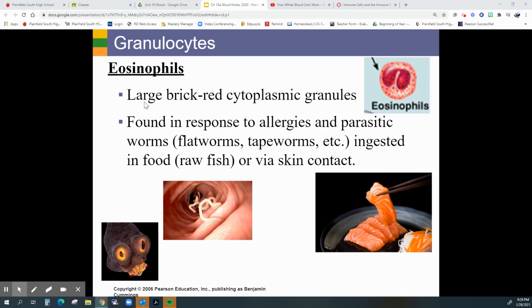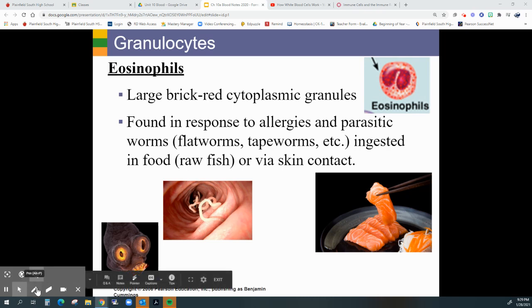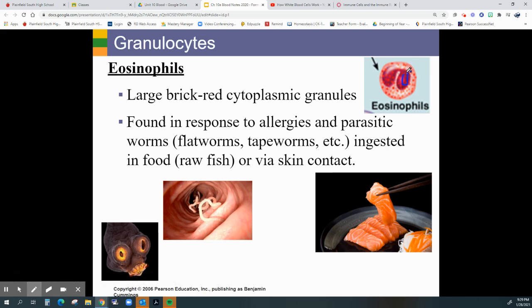Okay, these guys have kind of large brick red cytoplasmic granules, so you can see that they stain this really dark red. The other thing, one of the ways that I always remembered this, is that to me this sort of looks like a lowercase e, kind of turned on its side. I don't know if that helps you or not. That's one of the ways that I always remembered it in school myself.